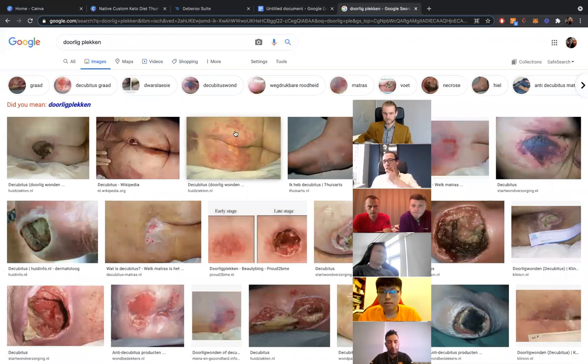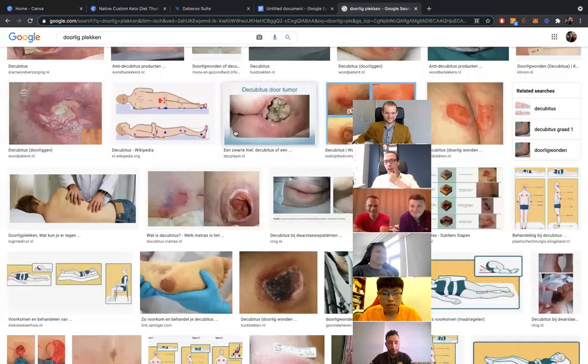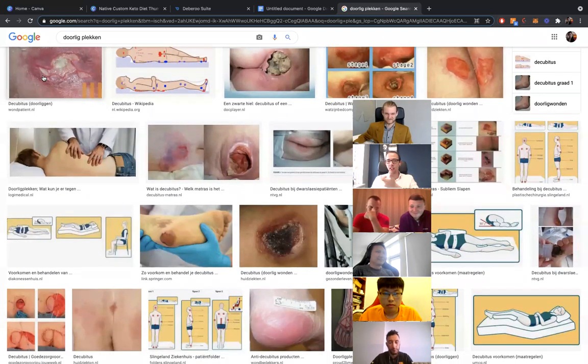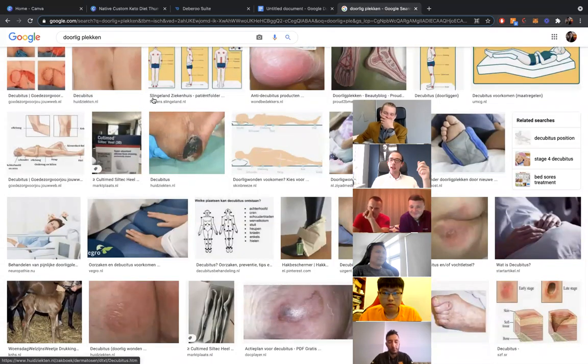So, this is a little bit too intense, but this is what happens when you lay too much if you're overweight on one specific position, and then you get this. That's why people need to turn them. Very intense. Okay, in what scenario would you say this is still suitable or not?